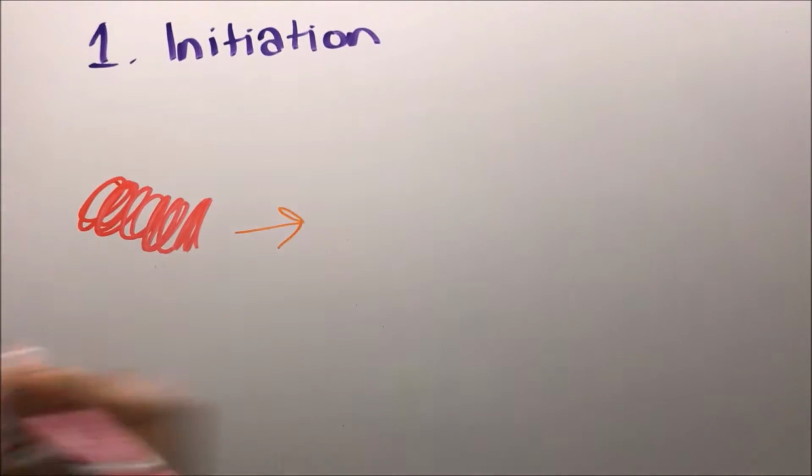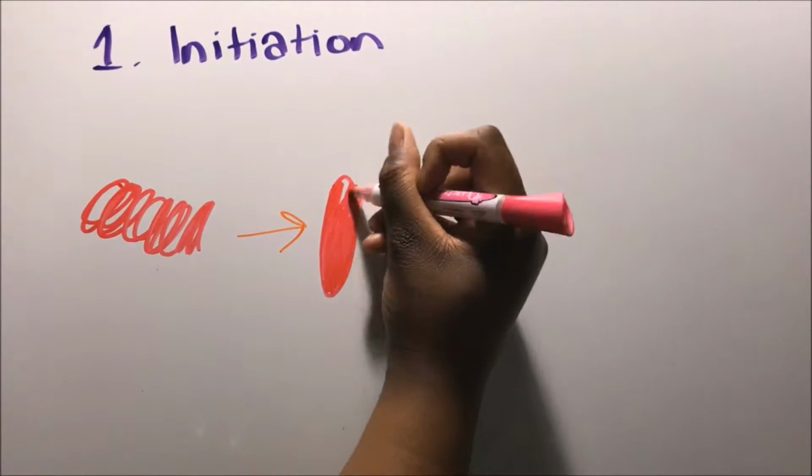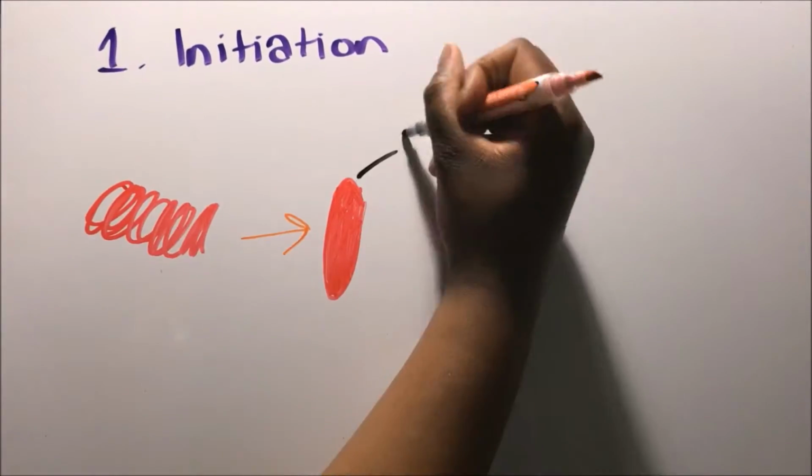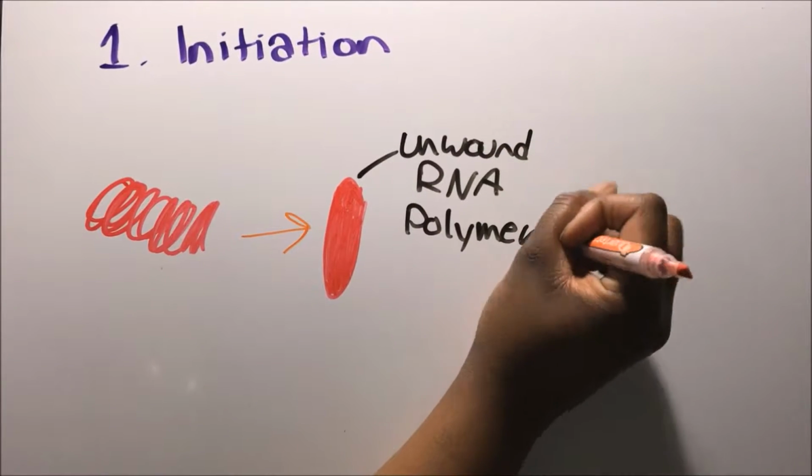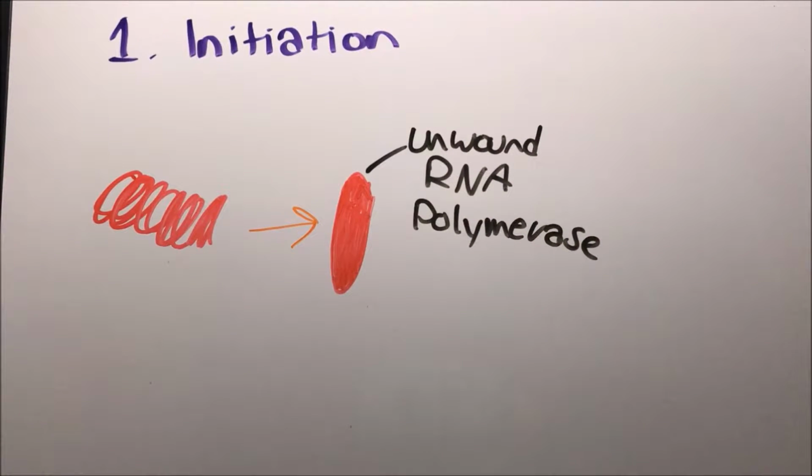Initiation is the first stage of transcription. The transcription initiation complex consists of the unwinding RNA polymerase and some transcription factors, which allow RNA polymerase to adhere to the DNA strand. This allows the process of transcription to begin.